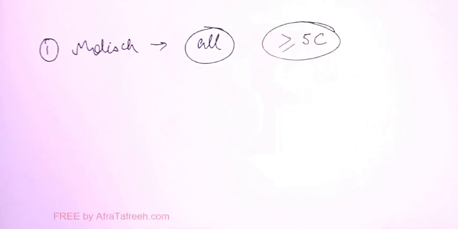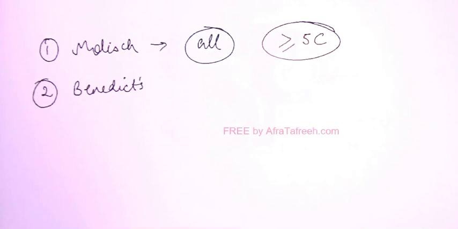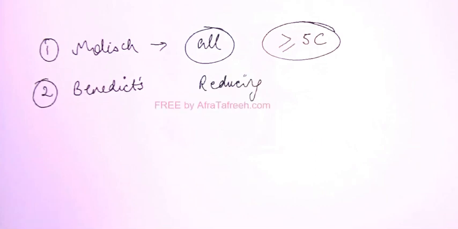Now, let's see some tests given by monosaccharides and disaccharides. First I'm going to take is Molisch test. Molisch test is a general test which is given by all the carbohydrates. But there's one condition, that number of carbons should be 5 or more. Only then Molisch test will be positive, right? Next is Benedict's test. Benedict's test is given by reducing sugars. So can I say all monosaccharides will give Benedict's positive because all monosaccharides are reducing, right?